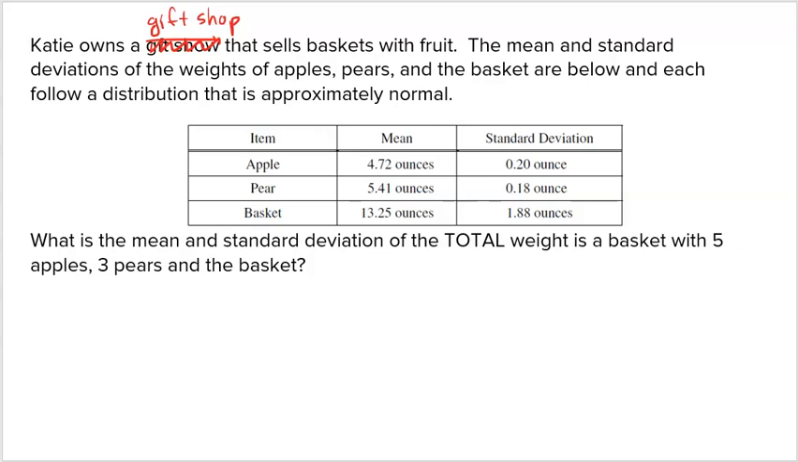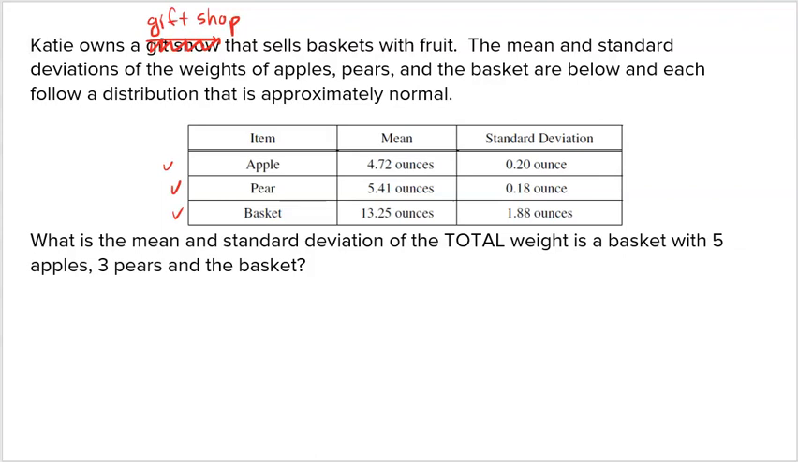So the mean and standard deviation of the weights of apples, pears, and the basket are below. The average apple is 4.72, but it does deviate by 0.2, you get it, right? Mean and standard deviation for apples, for pears, and for the basket. And it does say that they follow an approximate normal distribution. So apples follow a normal distribution, so do pears, so does the basket.